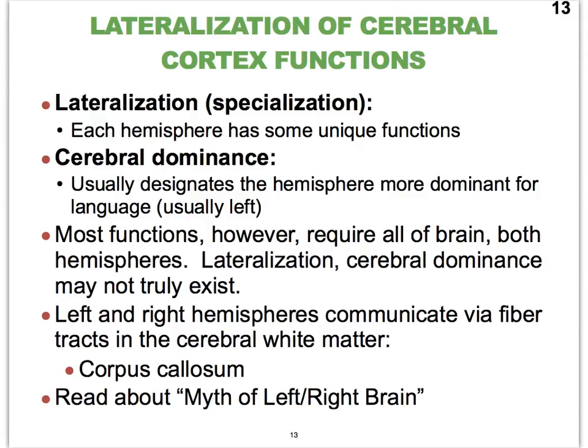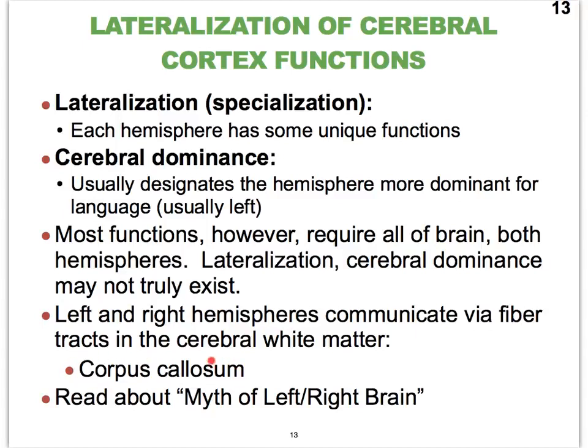But once again, pretty much all functions, even language, are going to still require some input, some help from the other hemisphere. So to say that each hemisphere has very unique functions is not quite accurate. We will still continue to use the terms lateralization and cerebral dominance, but it's really important for you to realize that no function in the brain is going to be isolated to one side of the brain. It usually requires most of both sides of the brain. And this can happen easily because the left and the right cerebral hemispheres are interconnected by a big chunk of white matter, which we refer to as the corpus callosum.